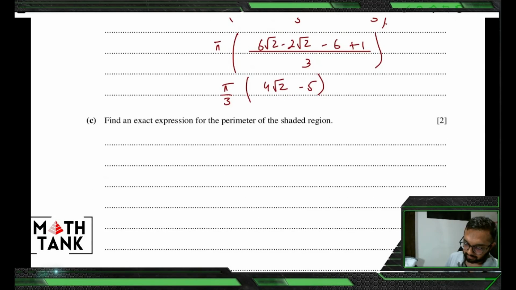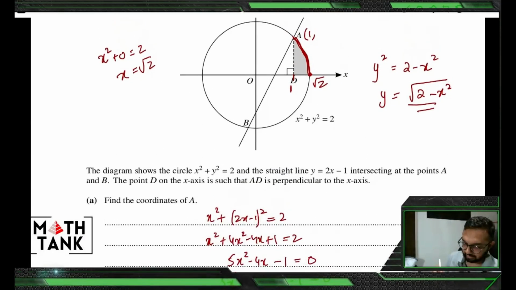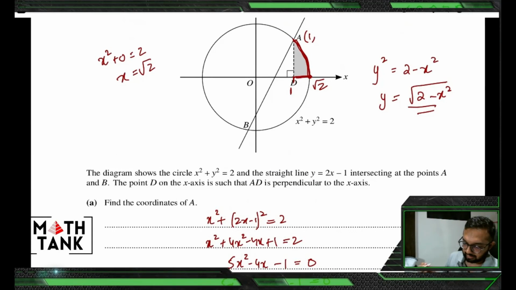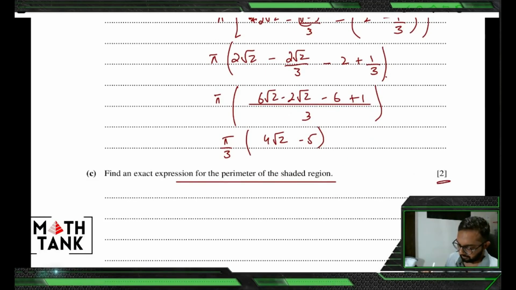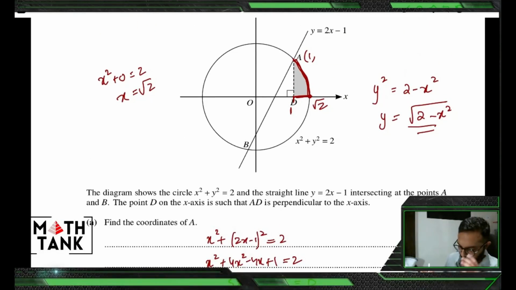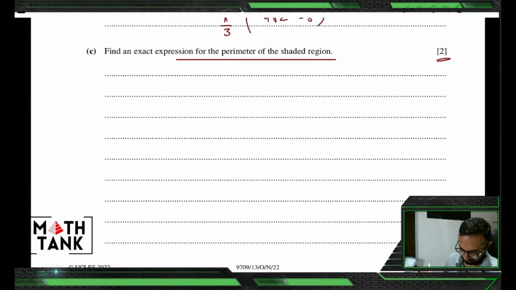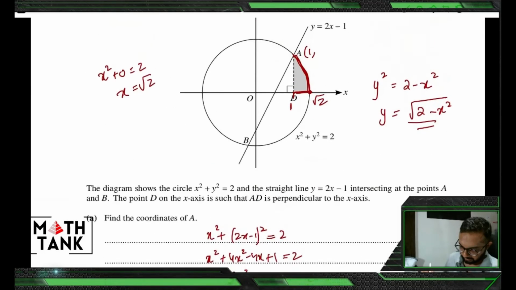Find an exact expression for the perimeter of the shaded region. Okay, let's look at the perimeter. One thing that I know is that this is the length that's there, so I can find that easily. How long is this question? 2 marks. Okay. Perimeter is the outer boundary. This length is basically the y coordinate, which is 1. So I have two lengths.